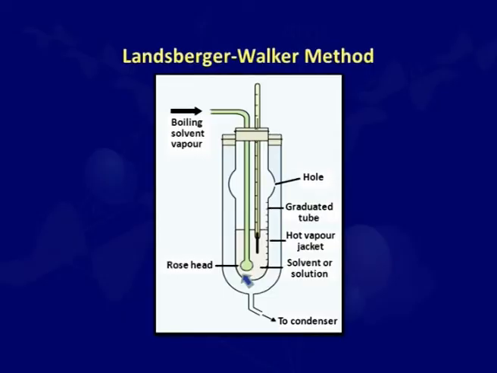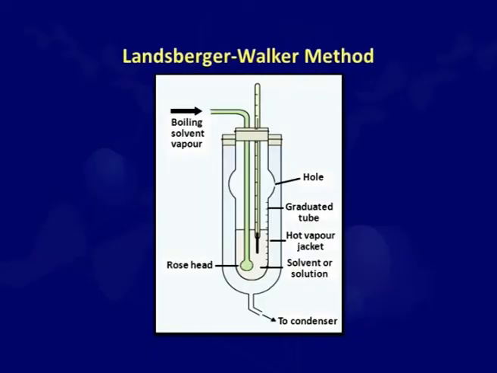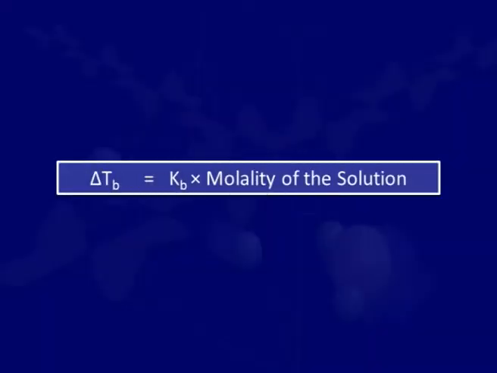After that, thermometer and rose head are removed and the volume of the solution is recorded. By this volume, we can calculate the mass of the solution. By the difference of boiling point of solvent and boiling point of solution, elevation in boiling point can be calculated, and this can be put into the relation delta Tb equal to Kb into molality of the solution.